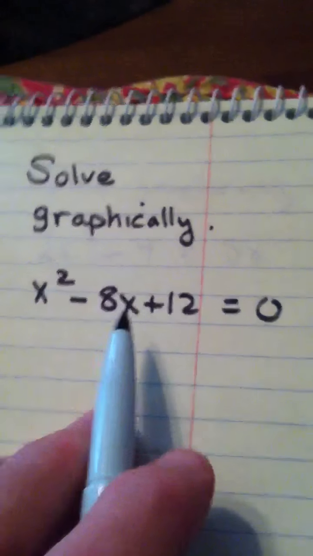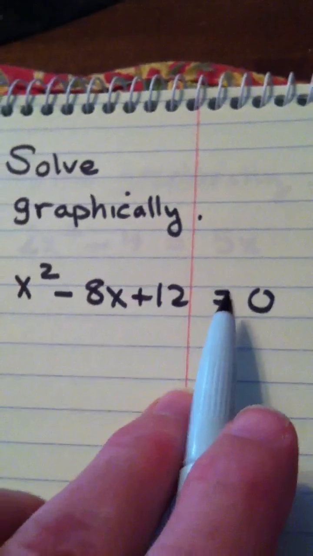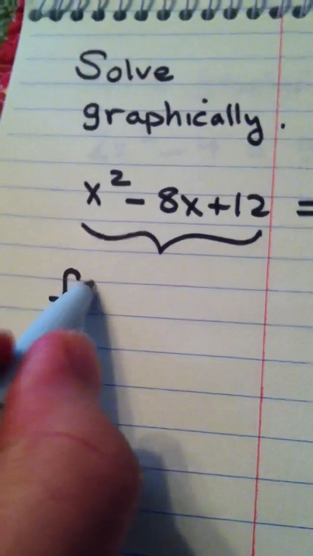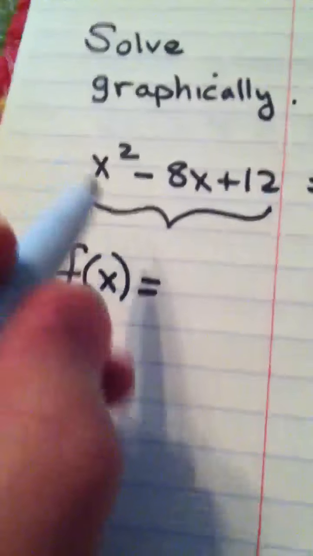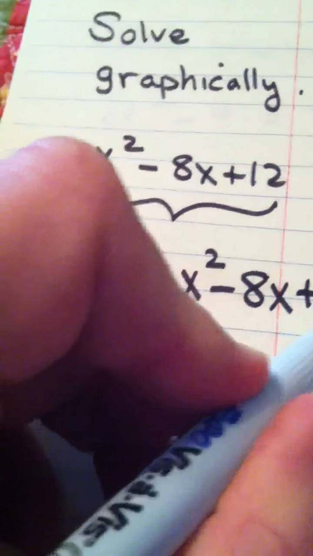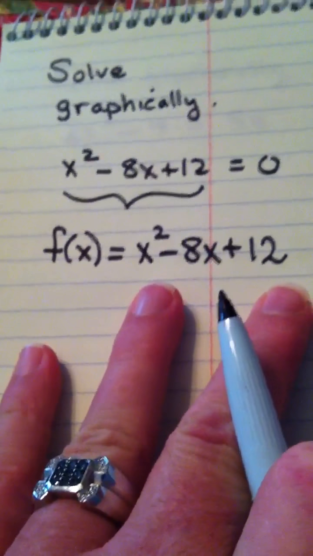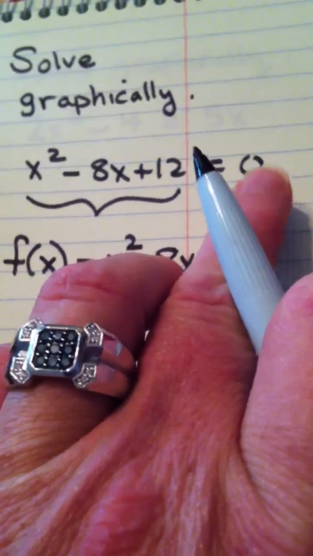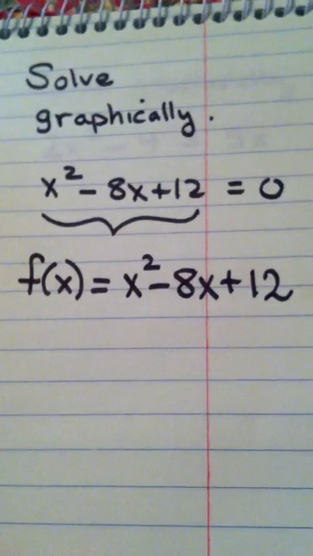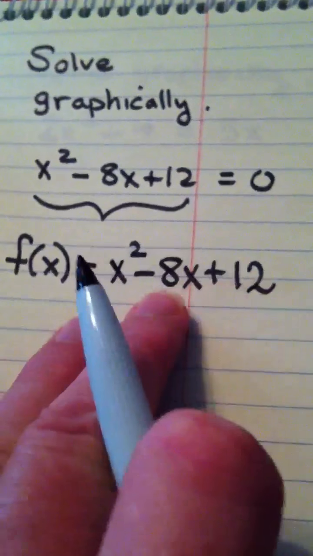Now, here's how you solve an equation graphically. First of all, put it in standard form, descending power order equals 0. But what we're going to do is go to our calculator, and this part, the x squared minus 8x plus 12, is going to become the function that we're graphing. We're going to graph this function, and then what we're going to look for are its zeros. In essence, that's what the answers to this equation are. Okay? So it's kind of cool. We're going to graph this function.